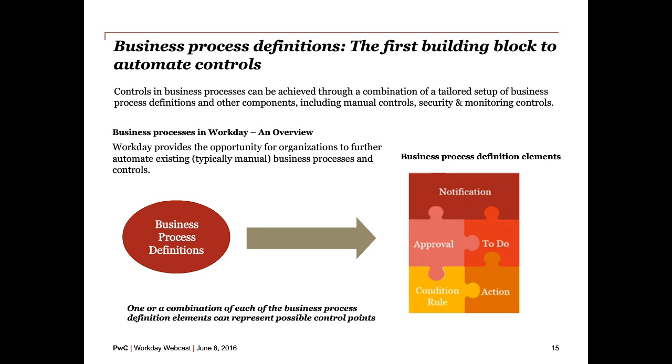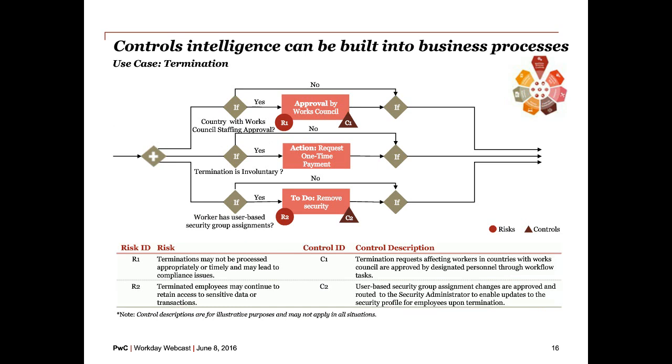I'd like to move on and talk a little bit about the control intelligence, the specifics of how controls and intelligence could be built into the business processes. And to do that, we are going to use the use case of termination business process. For those of you who are familiar with Workday, the workflow on the screen is going to look familiar. It is adapted from what it would look like within your Workday tenant. It is a snapshot of a part of the overall termination process to illustrate some examples of how controls intelligence can be built into it.